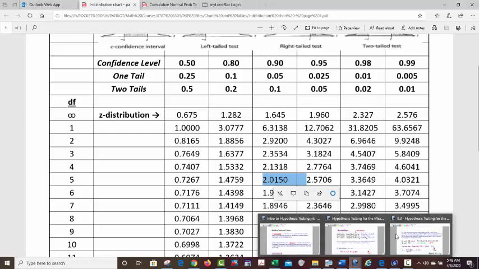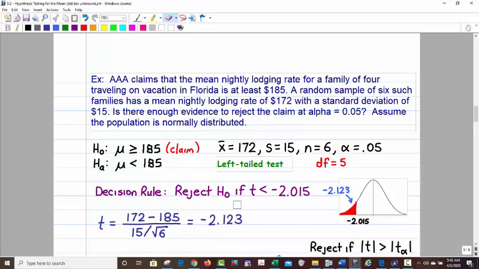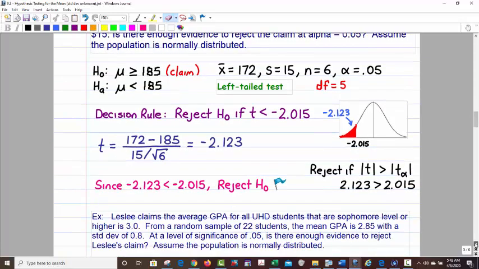So we're going to reject if t is less than negative 2.015. I just didn't put the 0 on there. And you calculate the test statistic. So it's going to be x bar 172 minus the mu naught 185, over 15 divided by the square root of 6, which is negative 2.123.